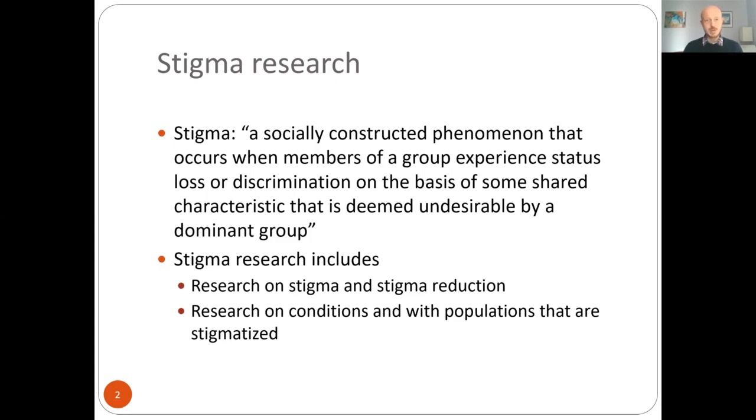I understand stigma research very broadly. So it includes research on stigma and how to reduce stigma, but it also includes any research on conditions and with populations that are stigmatized. So for example, a research study that plans to enroll transgender persons would fall under this category since they face stigma. So would research on people with tuberculosis, since that condition is stigmatized in many social contexts. I think there are some ethical concerns that are common to all these types of research, and so it's worth discussing them all together.